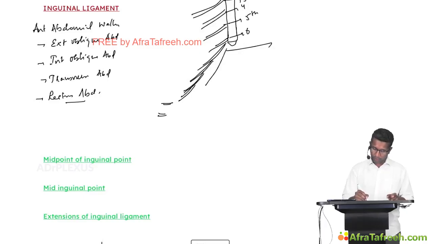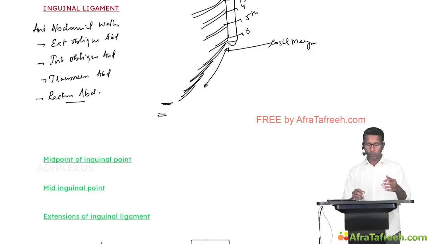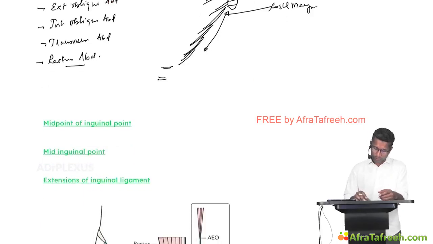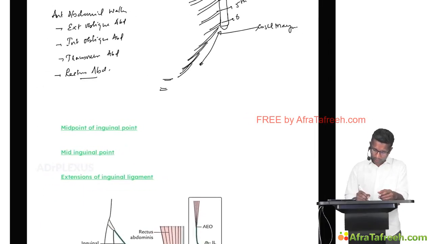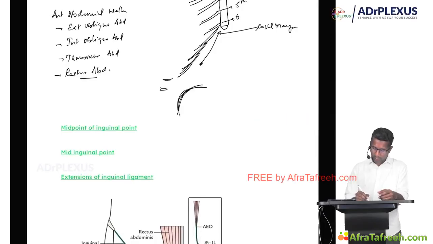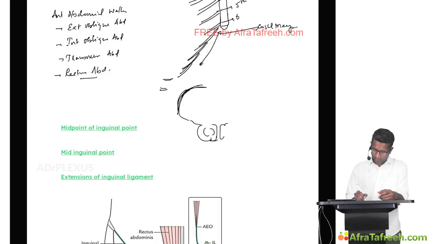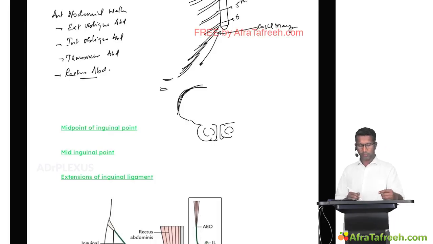The ribs form a margin called the costal margin. When you go below, you can see the iliac crest here, and this iliac crest, as you all know, anteriorly forms the pubic symphysis. And the obturator foramen you can see very well here.